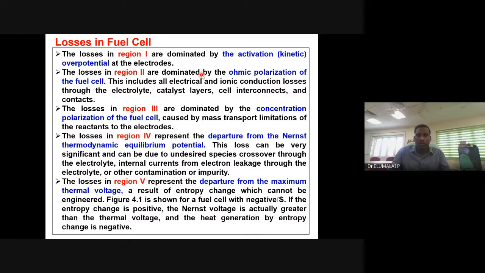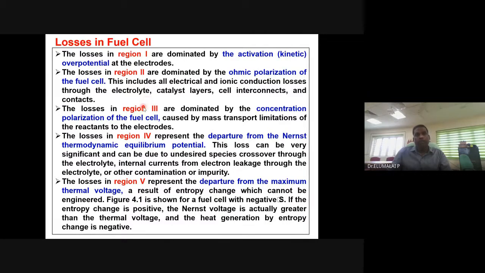But many a time it's not. There is no ideal electrolyte. There are no ideal catalysts. So it is having some resistance. Electrolyte is having some resistance. Catalyst layers are having some resistance. Interconnections, contacts, they all have resistance. So to overcome those resistances, energy or the current has to be spent. So you have inherent losses due to ohmic losses.